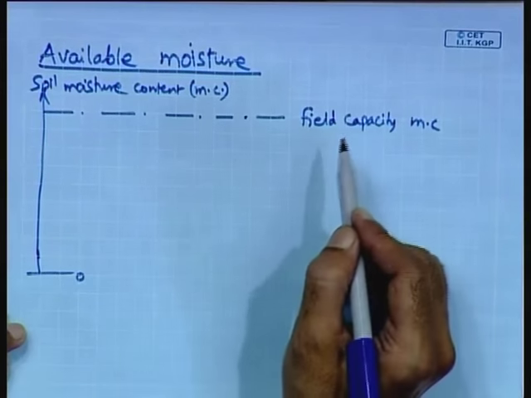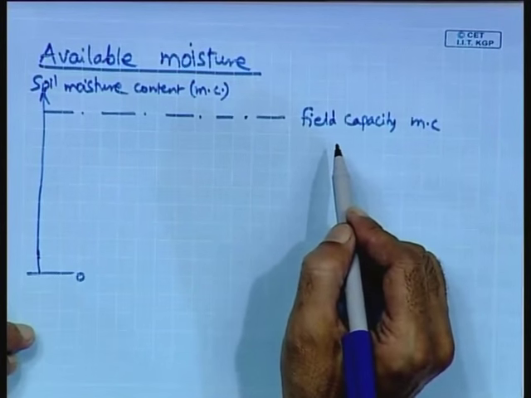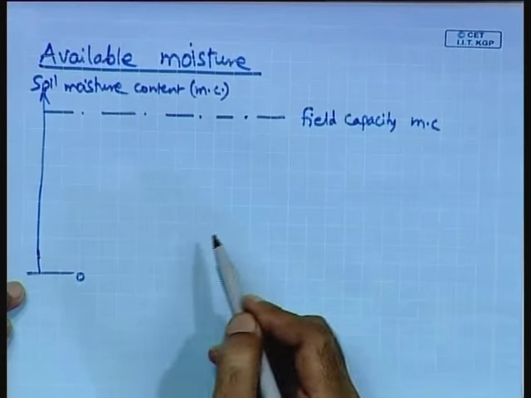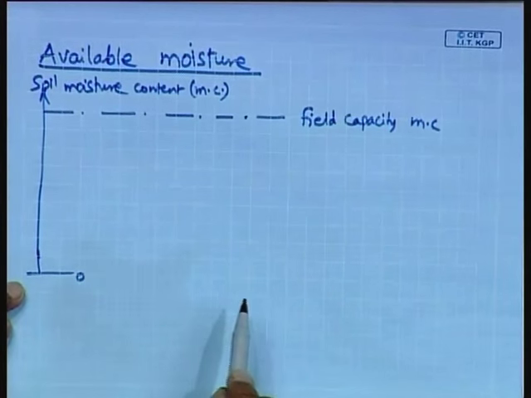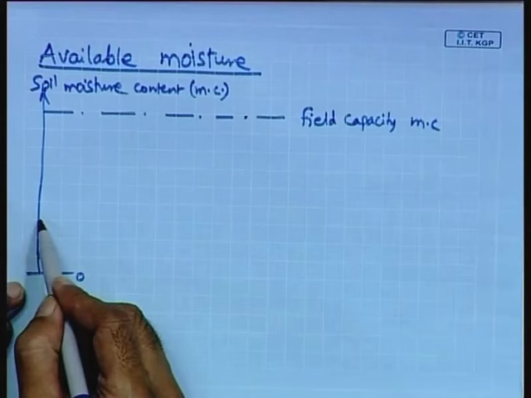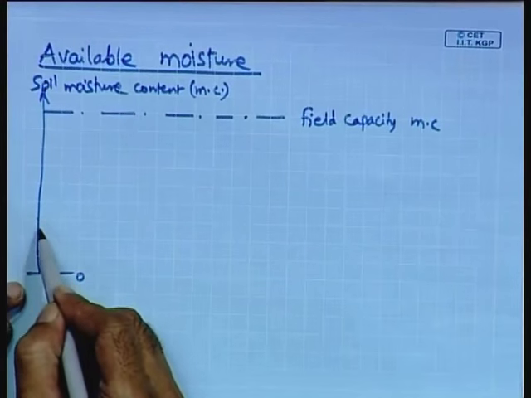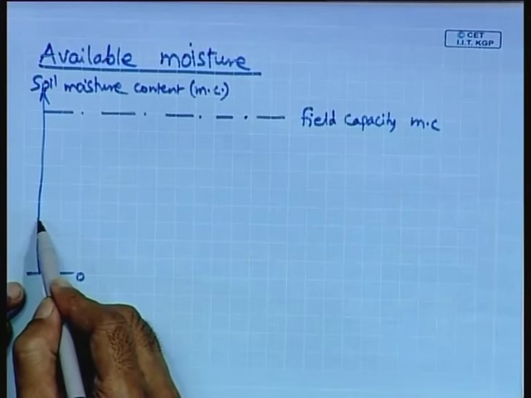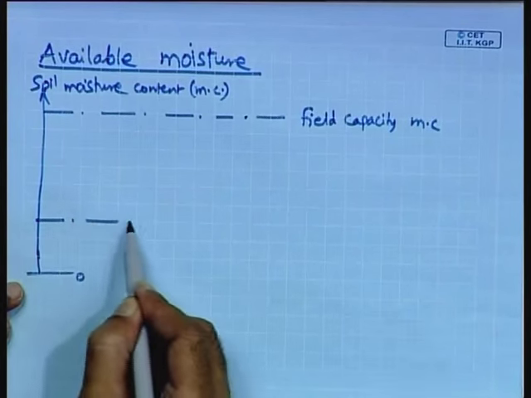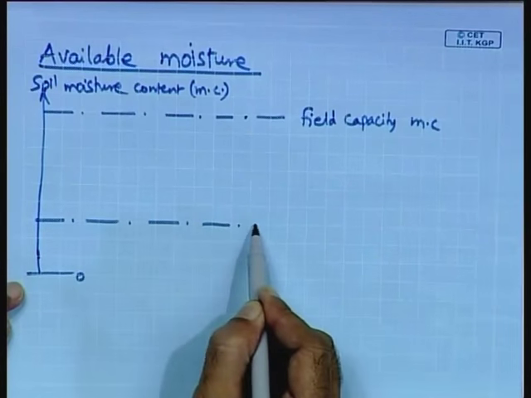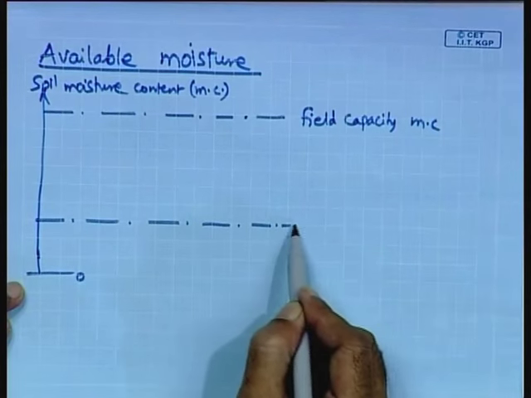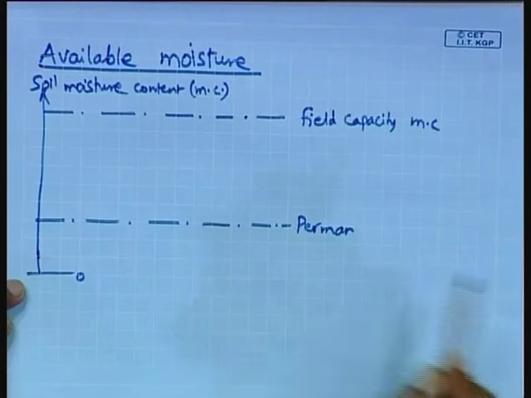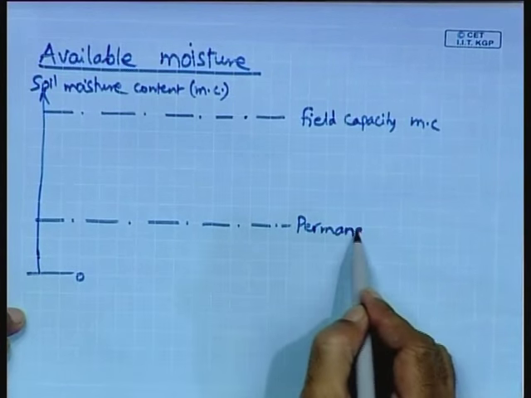This field capacity is essentially the maximum possible water which can be held in this zone of aeration, and also the minimum amount of soil moisture corresponds to the permanent wilting point, or simply it is known as the wilting point.